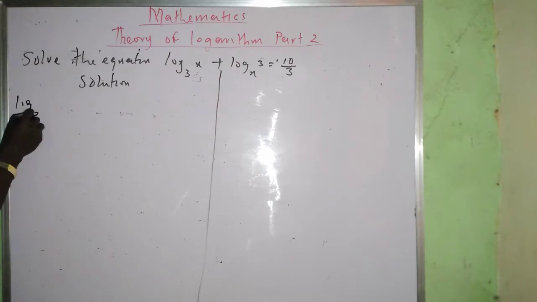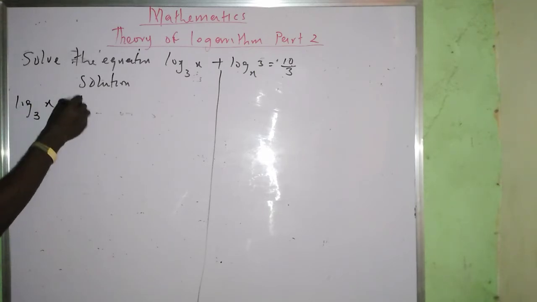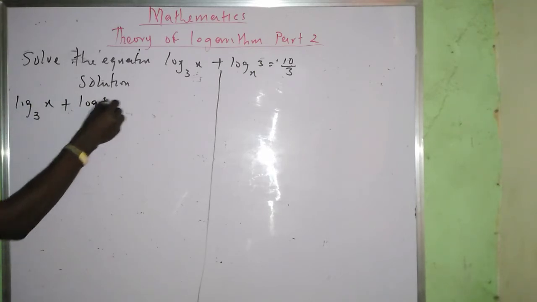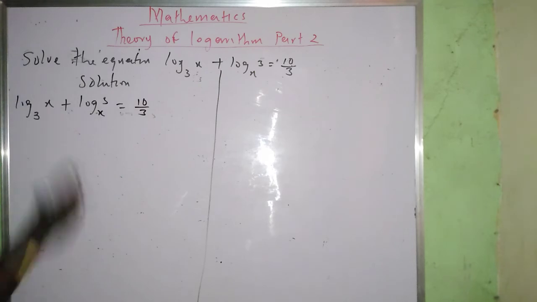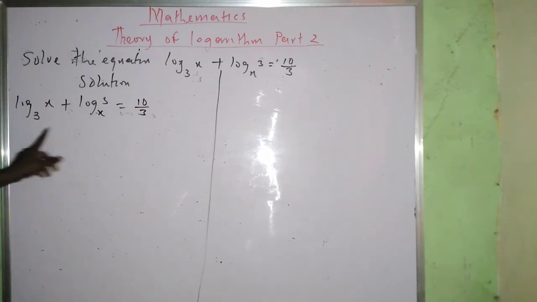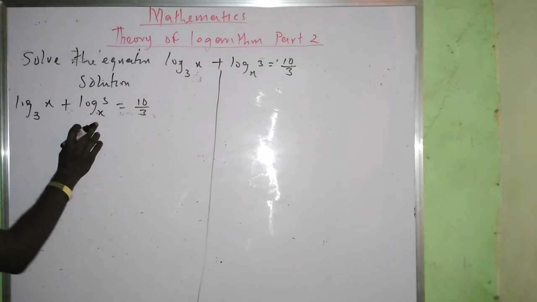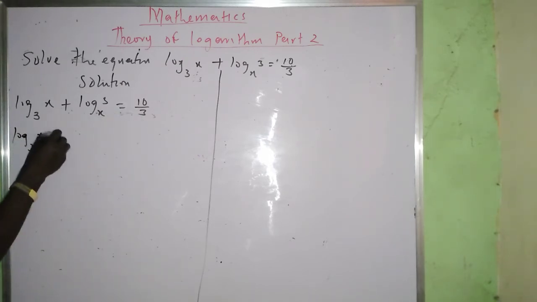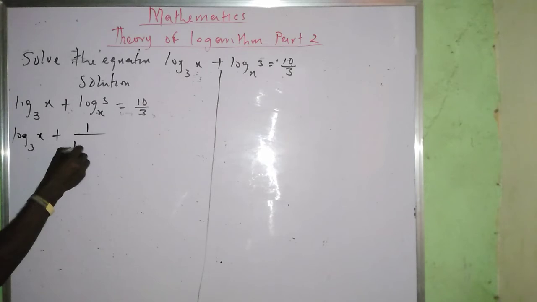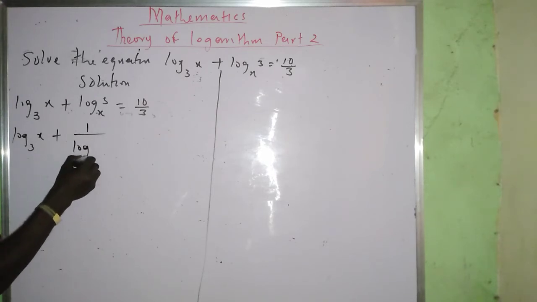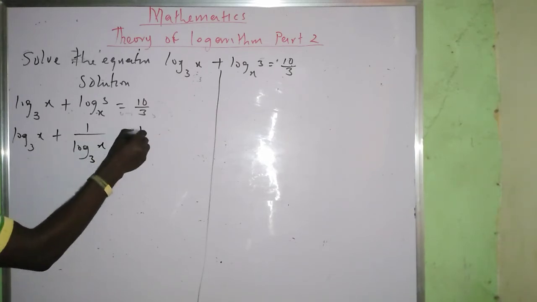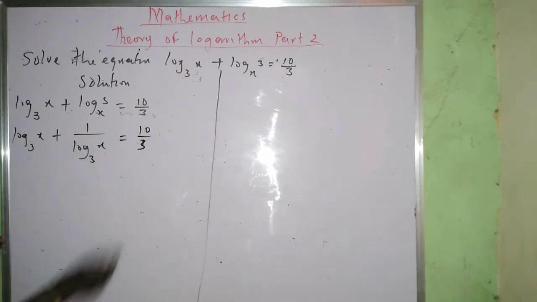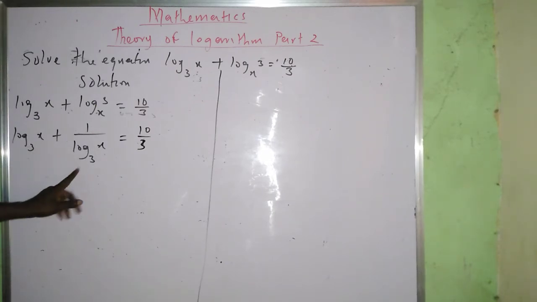Now, what I will just do is: log₃ x plus log_x 3 equals 10 all over 3. Now, they are not of the same base, so I will do it in a way that this is normal, this is abnormal. I'm looking for x. I can say log₃ x plus 1 all over log₃ x equals 10 all over 3.